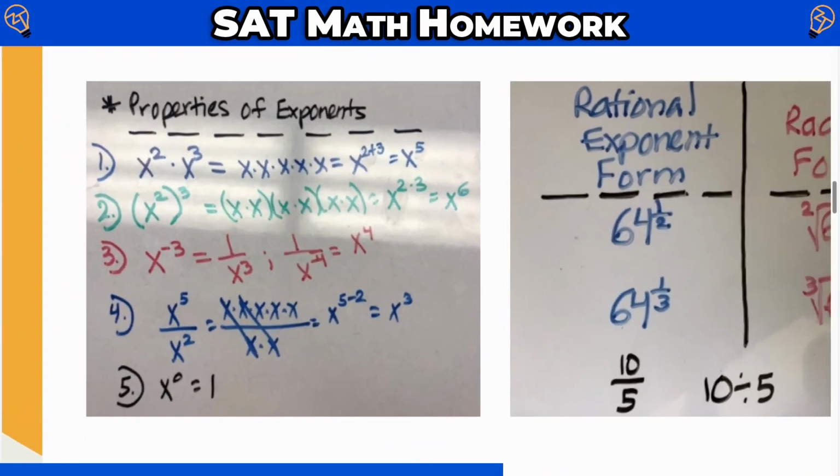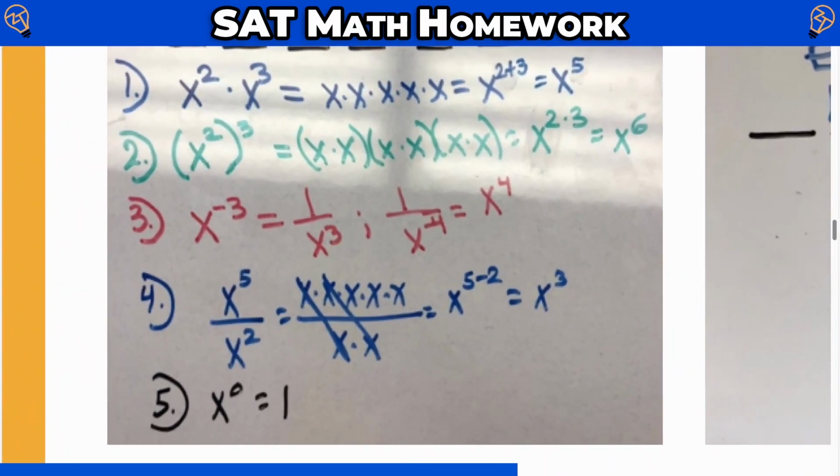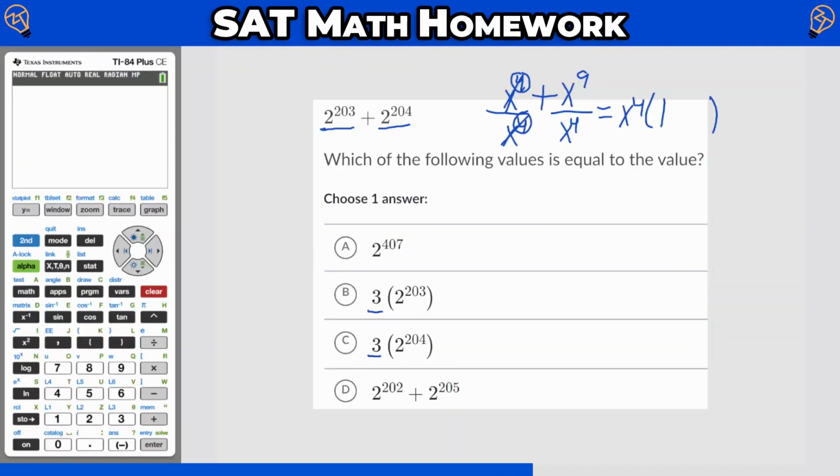And if you're dividing powers, so property number 4, you subtract the exponents. So now I'm going to go ahead and put plus and subtract these exponents. So that gives you an example there.